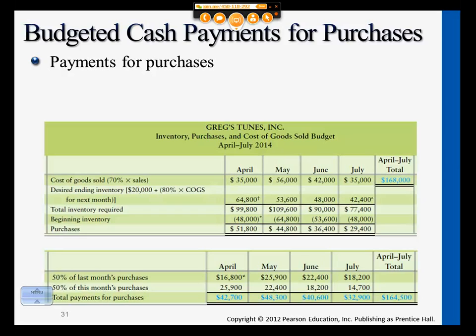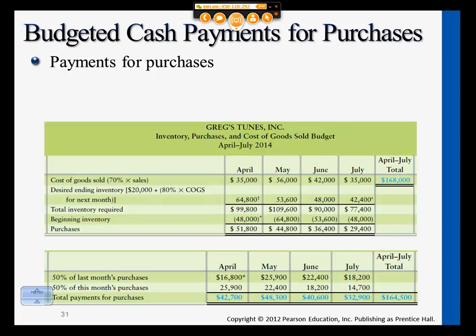Now we have another part that's incorporated here. It's our inventory purchases and the cost of goods sold budget. So let's just look at this really quick. We have inventory, we have cost of goods sold, desired ending inventory, total inventory in the beginning, and purchases already calculated, right, before we start calculating the budgeted cash payments for purchases. Now the new one is the bottom part, and here we have 50% of the last month purchases and the 50% of this month purchases.